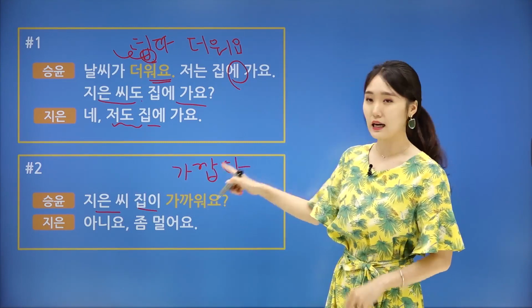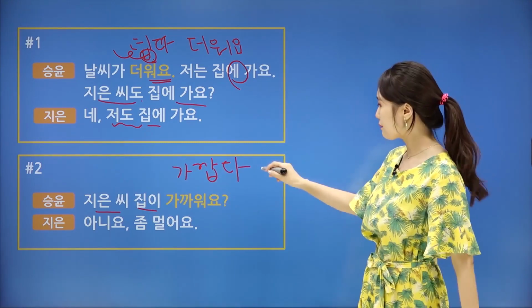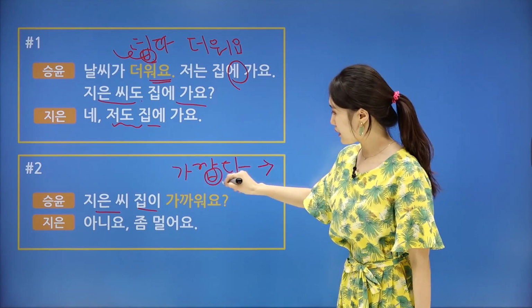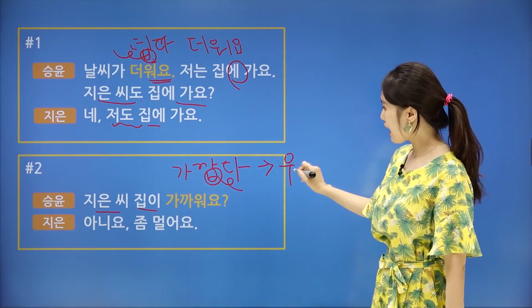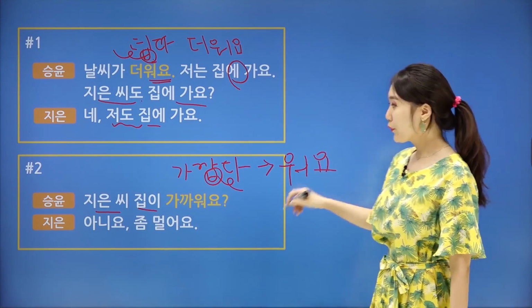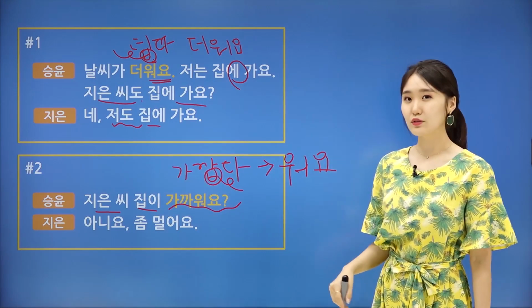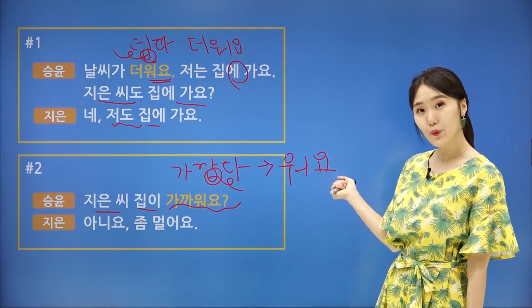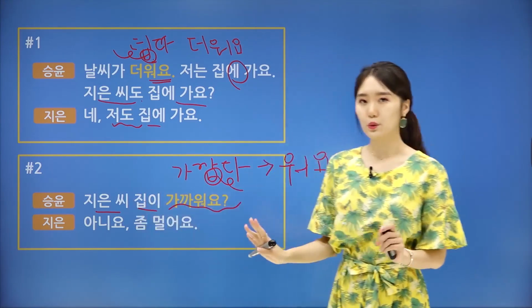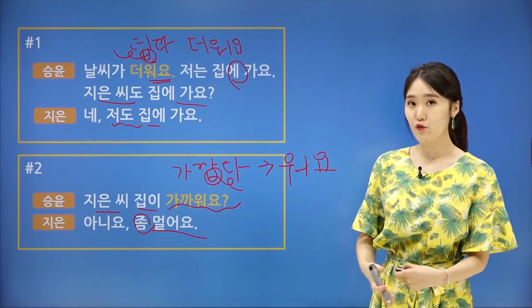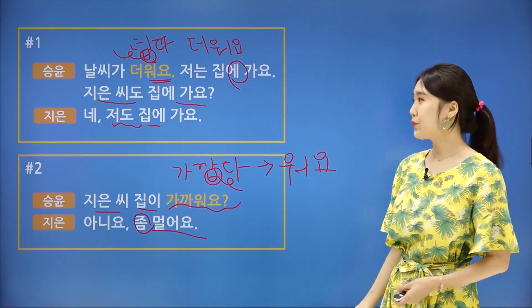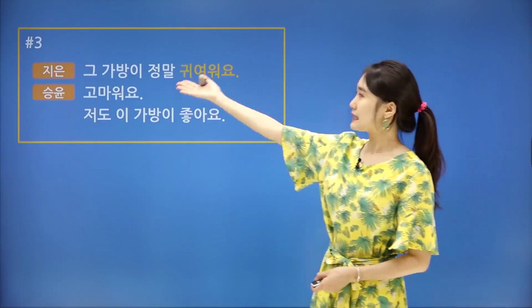Second one. 지은 씨, 집이, your house, 가깝다. It was 가깝다, near. You take 부 out and insert 우 in. So 가까워요. Is your house near? 가까워요? 아니요, no. 좀 a little bit. 멀어요, far, 멀어요.